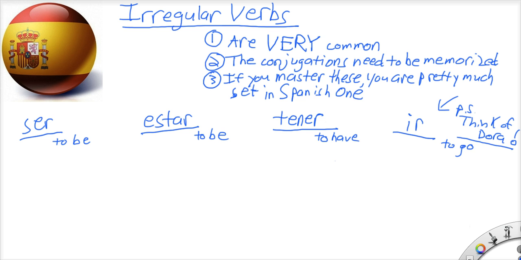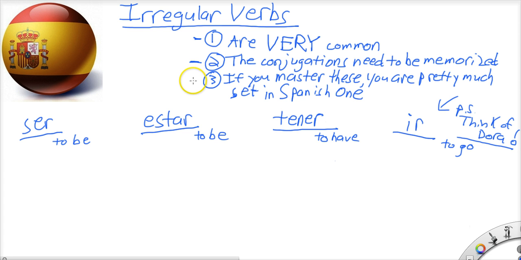Irregular verbs. Number 1 are very common. These are the most common verbs actually. Number 2, the conjugations need to be memorized. So you have to just go over these over and over again. And eventually you will have them memorized, and then you'll be able to use them with such ease that it'll amaze you.